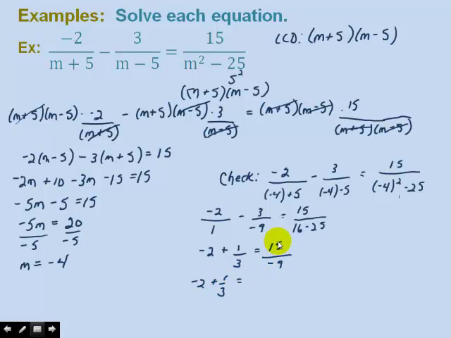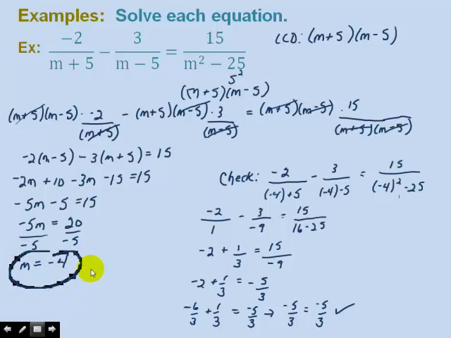And that we can cancel the 3 out of there, so that gives us a negative 5/3. Now if we rewrite this one as negative 6/3, so that we can combine it with the 1/3, then we'll see that negative 6/3 plus 1/3 is going to give us negative 5/3. So that one checks. So our solution again is m is equal to negative 4.